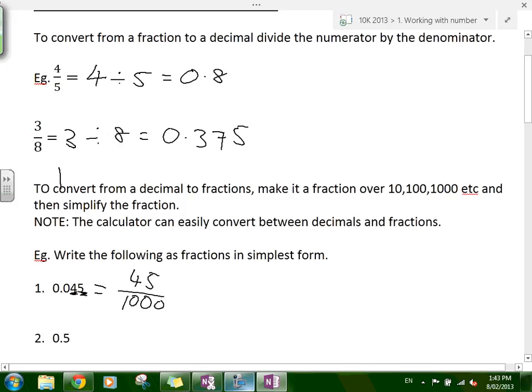So 45 over 1,000. To simplify this, we can divide top and bottom by 5. 45 divided by 5 is 9, and 1,000 divided by 5 is 200. Alright? Any questions about what I've done here? You understanding what I'm doing?